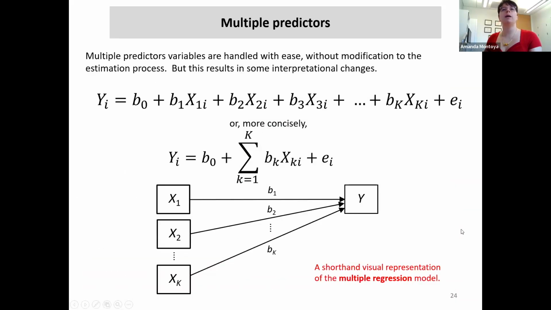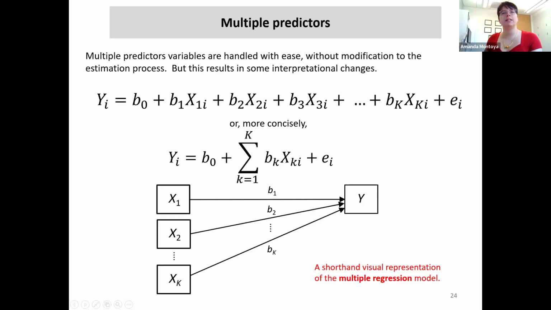Excellent. So I'm going to expand out to multiple predictors, where we might not just have one predictor in our model, but we might have as many as we want, for example, K predictors. And we can represent our linear regression in this kind of expanded version, or oftentimes you'll see this summation notation, which means just summing across all of the Ks. So going from K equals 1 to capital K, and then summing up BK, XKI.